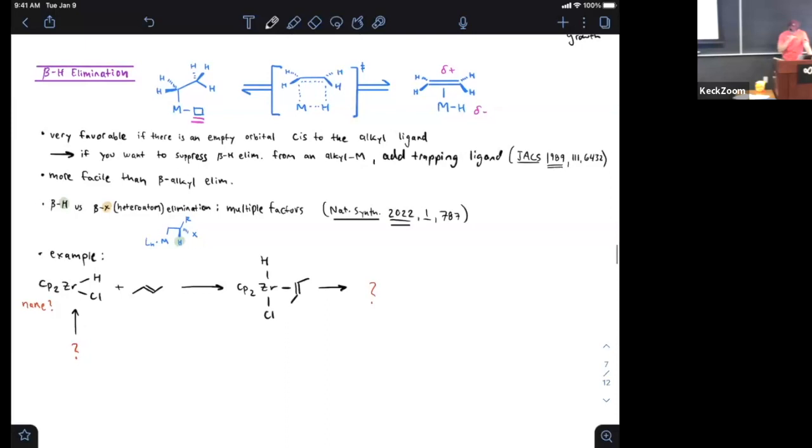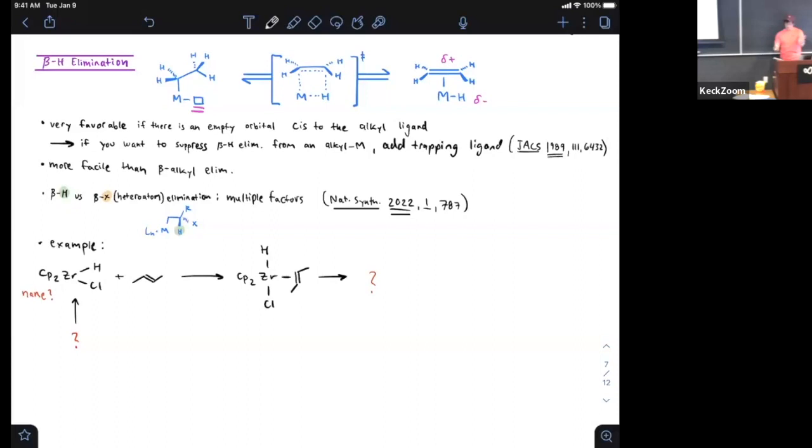In the context of that Brookhart polymerization, we mentioned that if you want to suppress beta hydride elimination, then there are some strategies to do that. One is to add a higher concentration of a trapping ligand, or adding a trapping ligand and then increasing the concentration until you see evidence that beta hydride elimination is suppressed. You can play tricks like increasing the steric bulk around the coordination sphere of the metal, as well, to induce a conformational bias away from forming this agostic interaction.